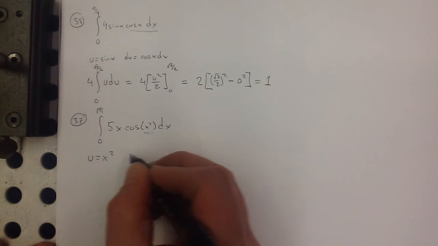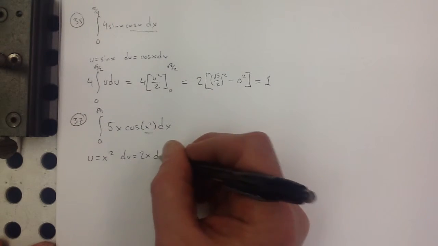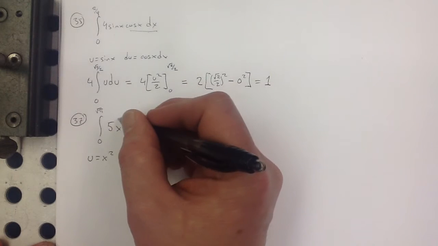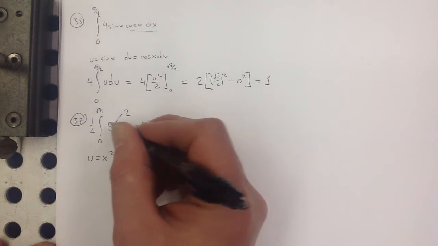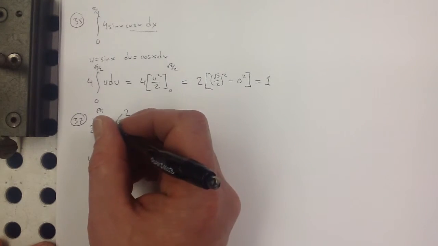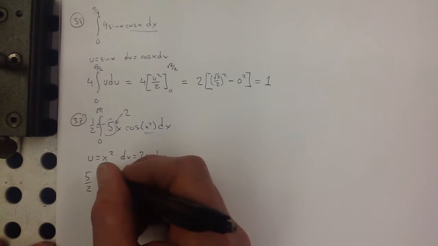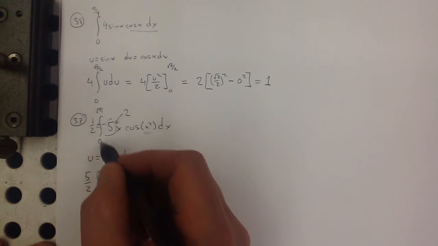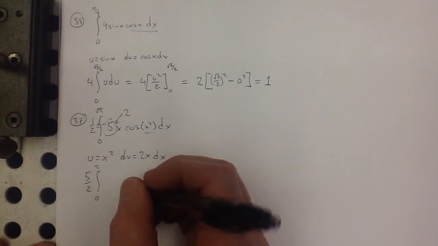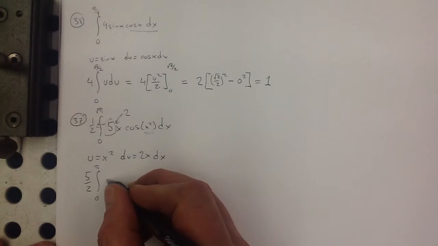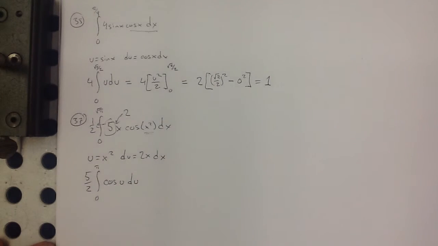Let u equal x squared. du is equal to 2x dx. So I need a 2 here. I need a 1/2 on the outside, and I don't really want this 5 here, so I'll move that to the outside too. So on the outside I've got 5 halves. My new u numbers when I square these: 0 squared, square root of pi squared, and on the inside I have the cosine of u du.